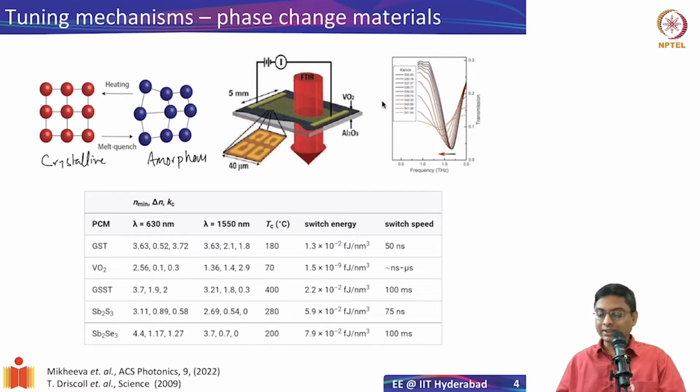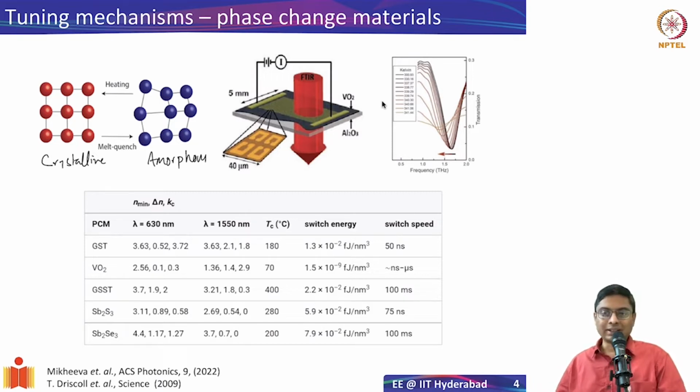In this case, the heating is done through applying a current source across the material. So when the current passes, it heats up the structure and it causes a phase transition in the vanadium dioxide, and because of which the resonance is shifted. This is an example taken from this paper here from Driscoll, published in 2009. So you see that we can actually change the resonance properties.